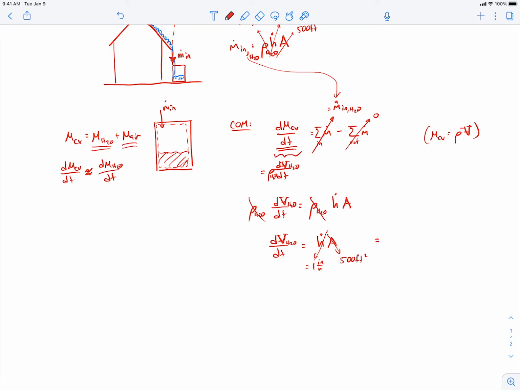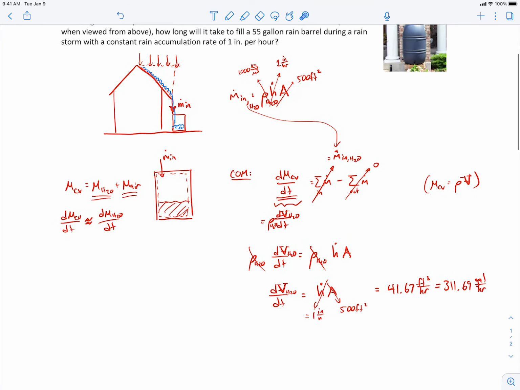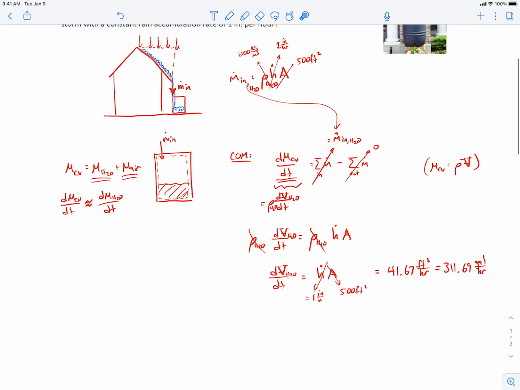And so when you plug in the numbers for that, that'll come out to be 41.67 cubic feet per hour that's accumulating. Let's go ahead and put that in terms of gallons, since we're told we have a 55-gallon drum. So that'll be 311.69 gallons per hour. It's a lot of rain that gets accumulated here. Okay, so that's the rate of change of volume inside that 55-gallon drum.